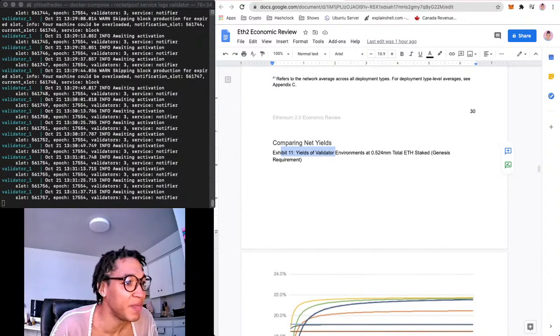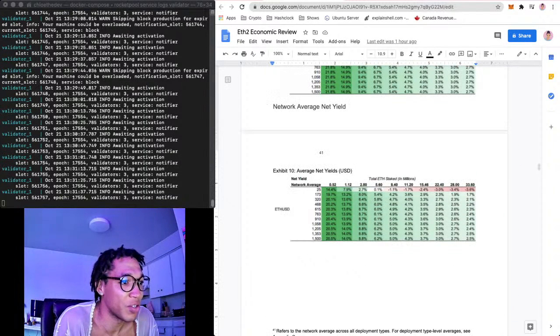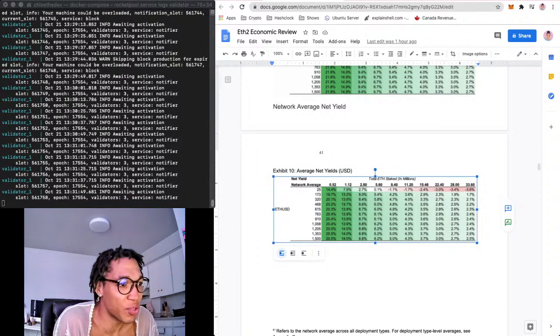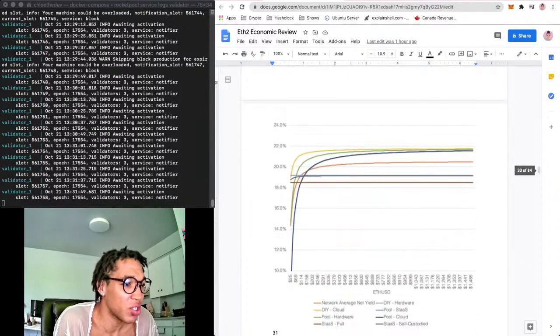So Exhibit 11, yields of validated environments at the 0.524 million total ETH staked, which is the Genesis requirement. So I guess that's why in these graphs the first amount for total ETH staked is 0.52, because that's the minimum for Genesis to start the chain.